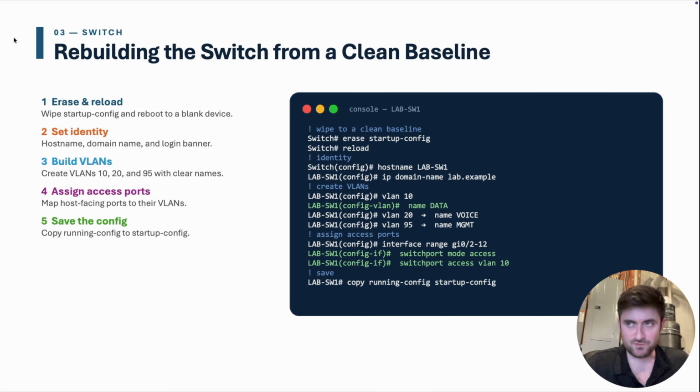So rebuilding the switch for a clean baseline here. This is kind of a sample config here. It's not 100% indicative of how my switch is configured, but this is to give you a visual, to give you a general idea. But here, how you would rebuild a switch from scratch. Erase and reload, set identity, build the VLAN, assign access ports, save the config. Kind of like I explained already, that's how you do it.